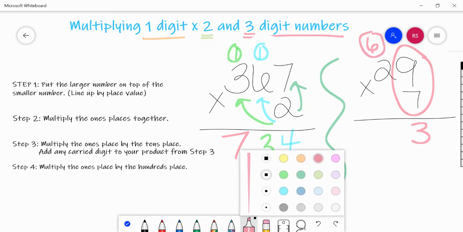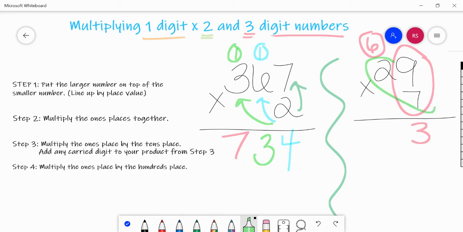Now I'm going to multiply 7 times 2. 7 times 2 is 14, but I have to add these 6 tens that I carried over. So 14 tens plus 6 tens is equal to 20 tens, which is also equal to 200, which is why the 2 is in the hundreds place. So 203 is my product for 29 times 7, okay?